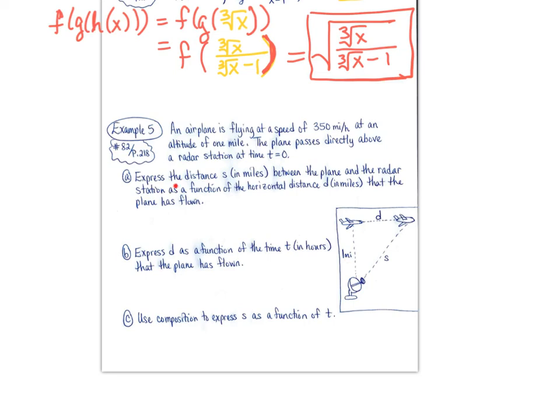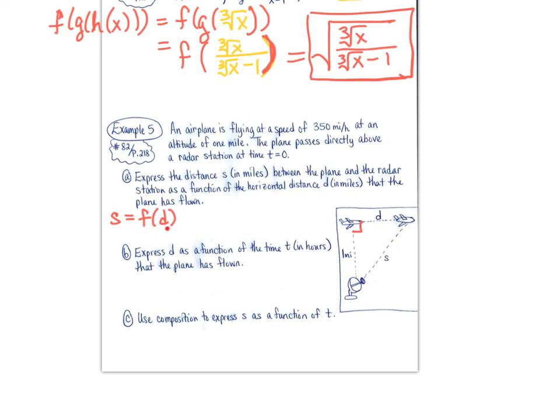Okay? We want to express the distance, s, in miles between the plane and the radar station as a function of horizontal distance, d, in miles that the plane has flown. What do we have here? We have a right triangle, right? So we have to use the Pythagorean theorem. So s would be equal to, we're going to call that f of d, right? Because it says express the distance s between the plane and the radar station as a function of the horizontal distance d.